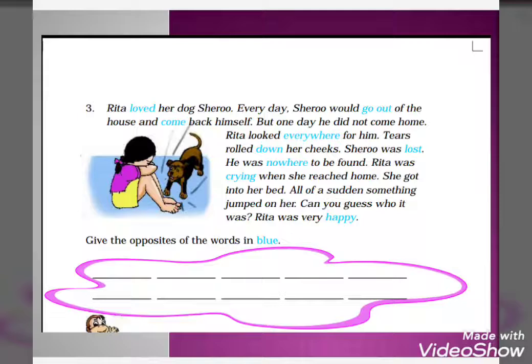Rita was very happy. Give the opposites of the words in blue. Here in this paragraph, they have given some words in blue color. You have to write the opposite of those words. For example, for the first word loud, you want to write the opposite of it. Hate you can write. So go out, come in. Come, go. So like that you want to write the opposite of those words given in the blue color in this paragraph. Write those words in the dashes given below.